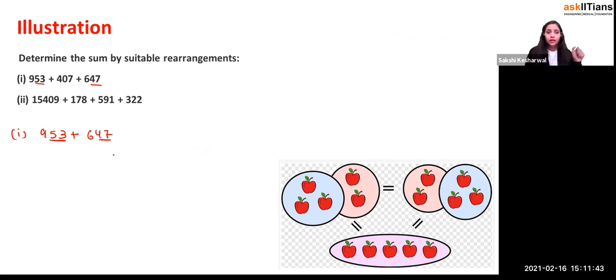100? Yes or no? Now 9 and 6 is equals to what, beta? 15. So 15 plus 100 is equals to what? 1600. You can do this mentally, right? So this is equals to what, beta? 1600, right? Now what will be step 2?